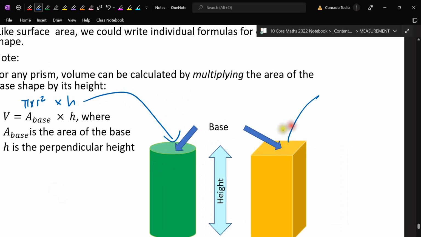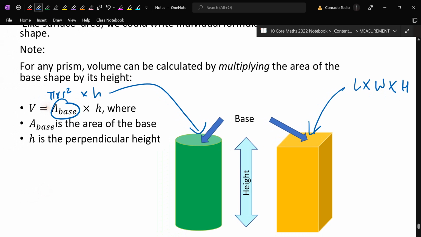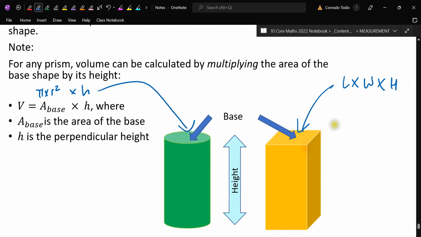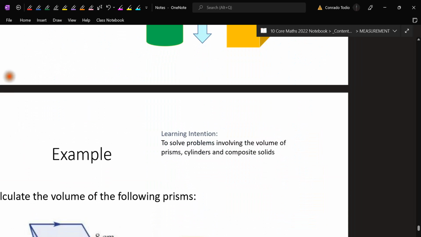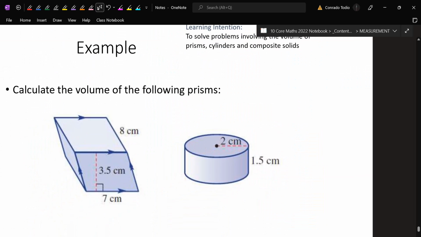Whereas for this one, it'll be length times width times the height. So slightly different, but in essence, it's always about finding the area and multiplying by the height. That's the same for any shape that you work with. It's always going to be area and then times it by the height. All right, let's try and do some of these together. Let's calculate the volume of these prisms.